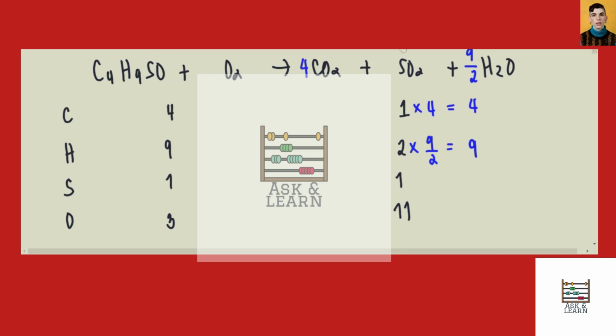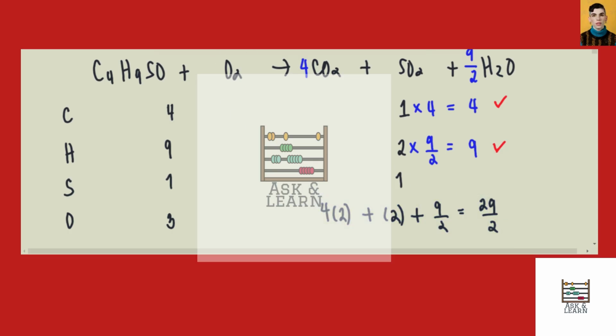The number of sulfur is already good, the same on both sides. Now we have to take note that if we put 9 halves as the coefficient of H2O, the number of oxygen will also change. So originally we have 11. Now let's recount. We have 4 times 2, the number of oxygen coming from CO2, plus 2, the number of oxygen coming from SO2, plus 9 halves, the number of oxygen coming from H2O, giving us 29 over 2. So we need 29 over 2 oxygen on the left side also.